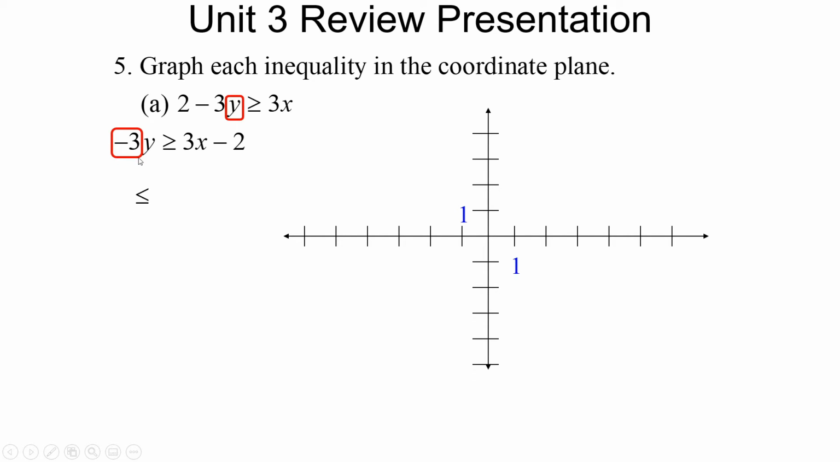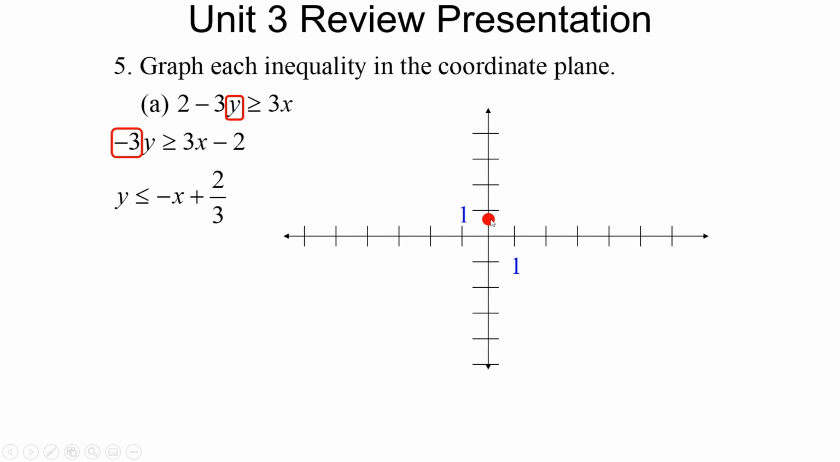Now, -3y divided by -3 is y. Y is less than or equal to 3x divided by -3 would be -x, and -2 divided by -3 would be plus 2/3. All right, let's graph it. So my y-intercept is 2/3. Let's do our best here. I don't know, about right there.